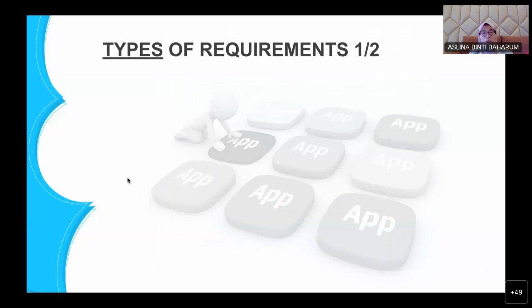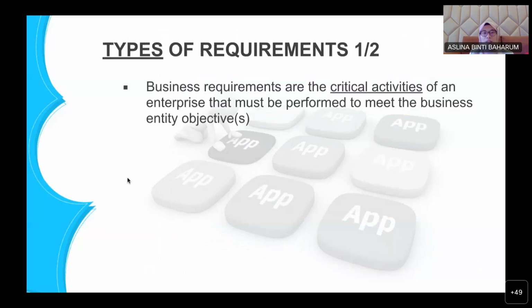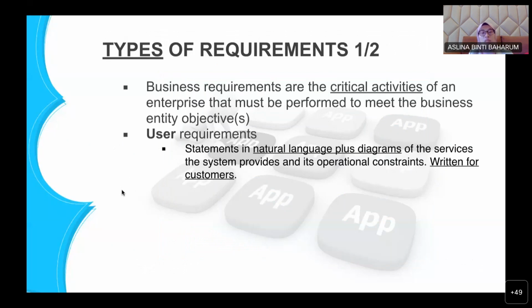Actually there are a lot of types of requirement. When we talk about requirement, what is the requirement that you need? Business requirements are the critical activities of an enterprise that must be performed to meet the business entity's objectives, overall to achieve their mission and vision. So achieve the mission first, and then they can achieve the vision.